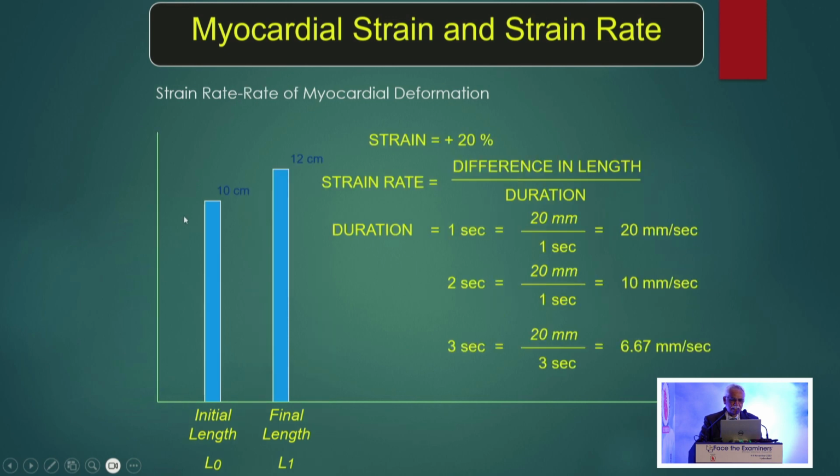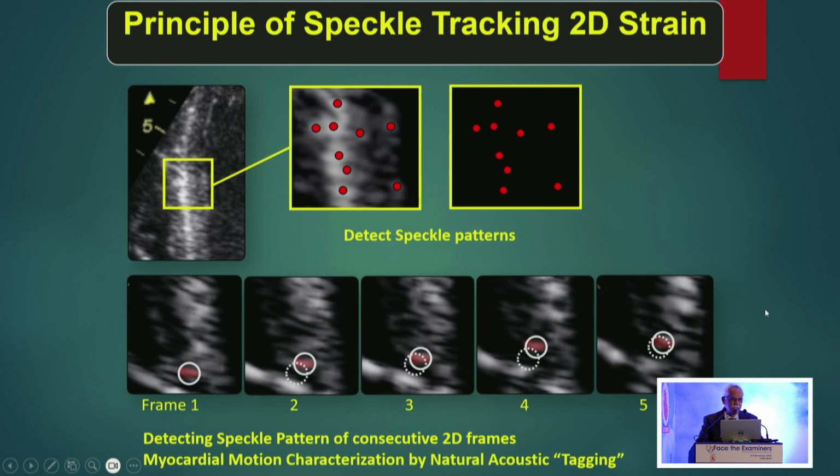Here you can see this final length can be achieved in 1 second, or in 2 seconds, or in 3 seconds. When you divide the strain by the seconds taken for the length to be achieved, it is called strain rate. It looks quite simple, and the machine will be able to do it. You need not worry about the formula.